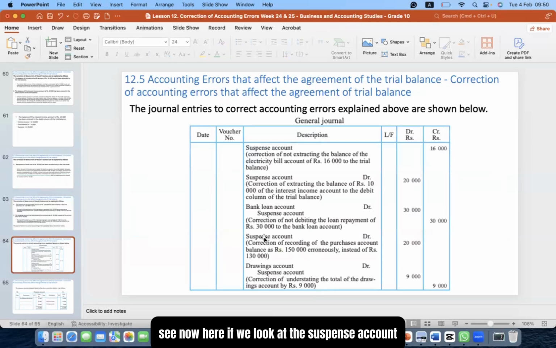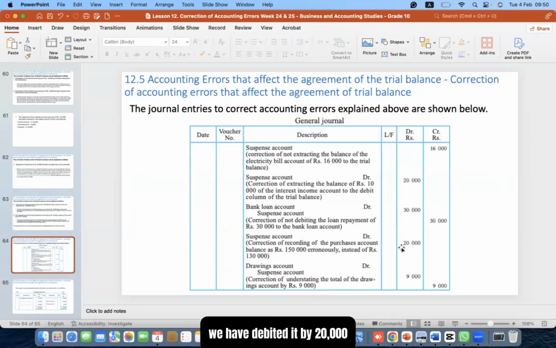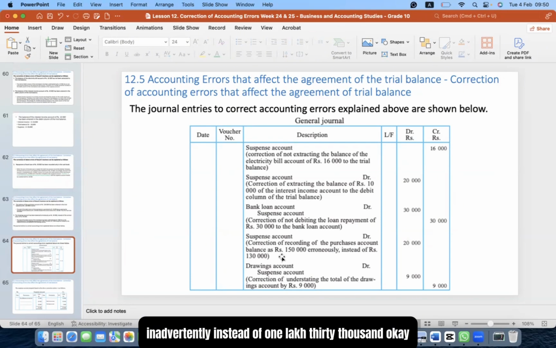See, now here if you look at the suspense account, we have debited it by 20,000. And we are recording it as correction of recording of purchase account balance rupees 1,50,000 erroneously instead of 1,30,000.